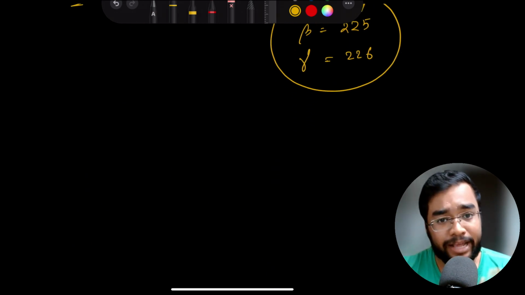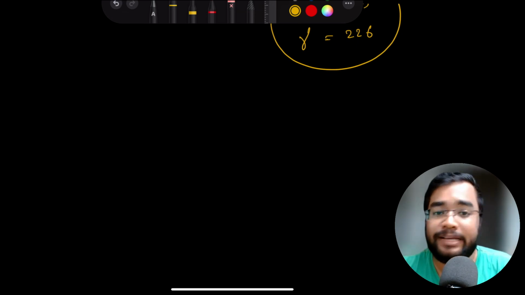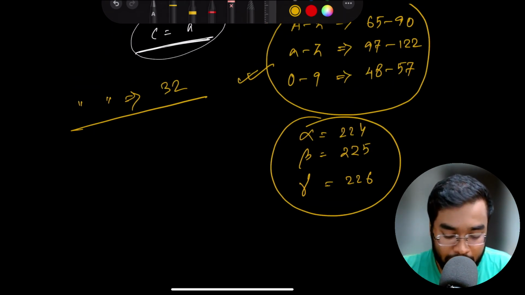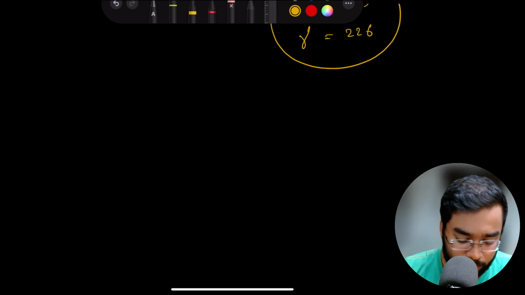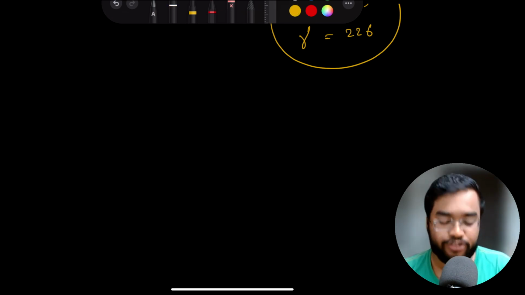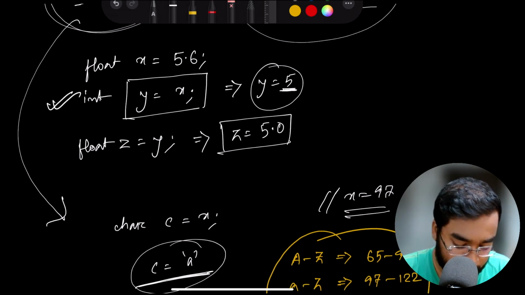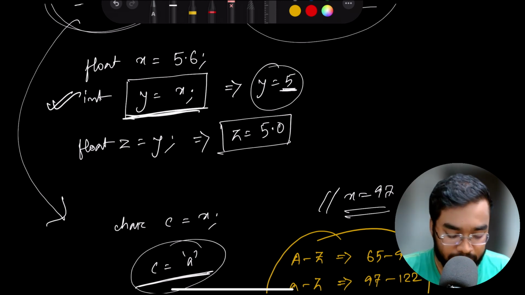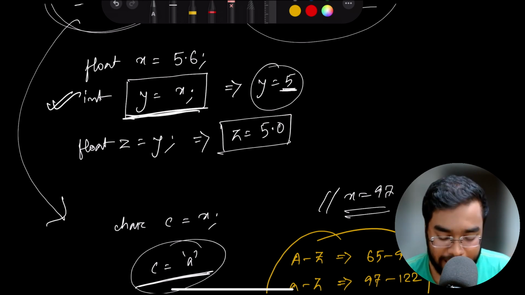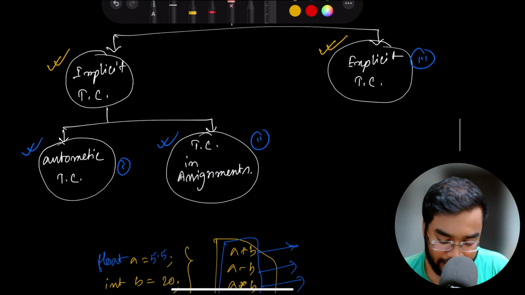To find out the ASCII values, this is an application of type conversion. The type conversion in assignments is applied here. Now let's talk about another example. If you want to extract the integer part from a float, then this is the golden opportunity to use the assignment operator, which is type conversion in assignments. So this is all about implicit type conversion.